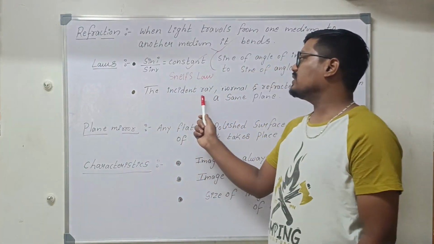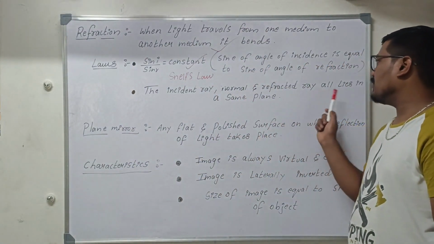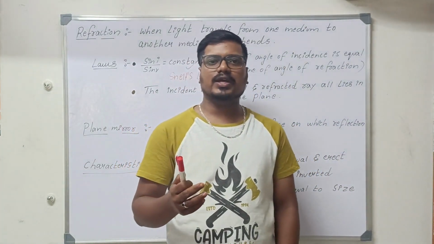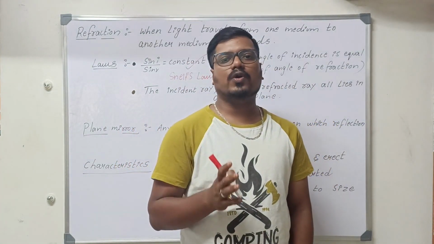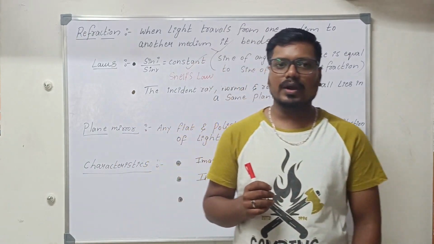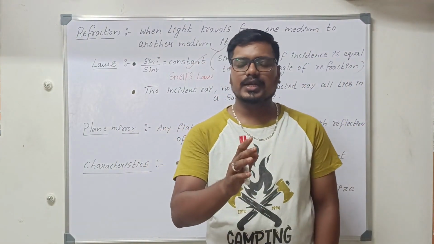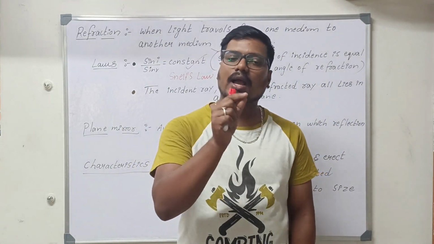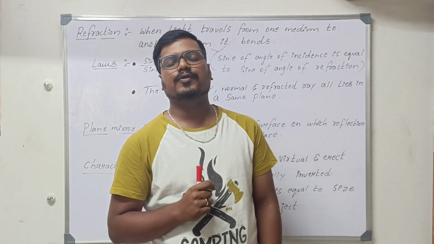Next, the incident ray, the normal and the refracted ray all lie in the same plane. Same as the laws of reflection, this law also holds good for refraction. Got it? Here the sine of the angle of incidence over the sine of the angle of refraction is constant, whereas in reflection it is only that the angle of incidence equals the angle of reflection.